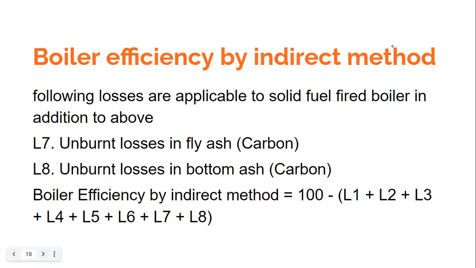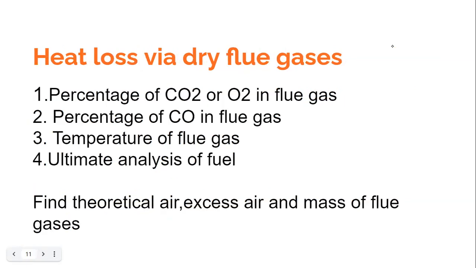So just have a look at the expressions before we begin with the problem. This gives you the formula where efficiency is 100 minus L1 plus L2 plus L3 plus L4, L5, L6, L7, L8, all these are losses expressed on a percentage basis. The first thing is we need to calculate the heat lost via the dry flue gases, and for that we need to know the oxygen contained in the flue gas, or we need to know the CO2 and CO. I will be going straight to the problem. Just have an overview of these formulas and concepts before we begin.